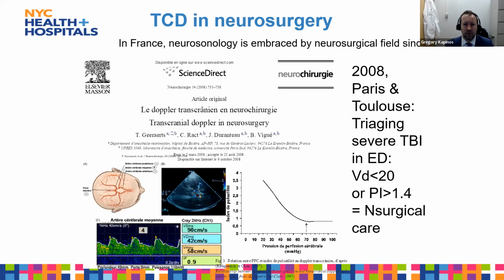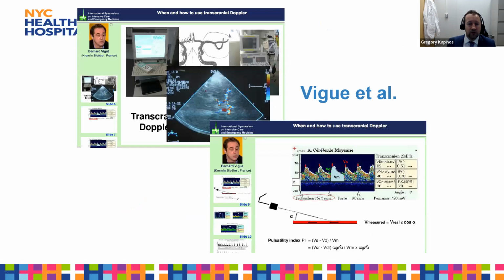And Paris and Toulouse together published their cohorts of patients in which they were using TCDs to triage severe TBI in the ED. All those patients subsequently got an EVD, but they were asking, can we detect which ones will really be high on the subsequent ICP value once they have a probe in their brain measuring that. So sorry for the French here, it says VD, that stands for velocity diastolic. The other term that we use in the American literature is end diastolic velocity. So when the end diastolic velocity was below 20, or the pulsatility index was greater than 1.4, those severe TBI in the ED definitely were referred to the ICU with neurosurgical care and placement of an ICP monitor. So it was a triaging tool, basically.